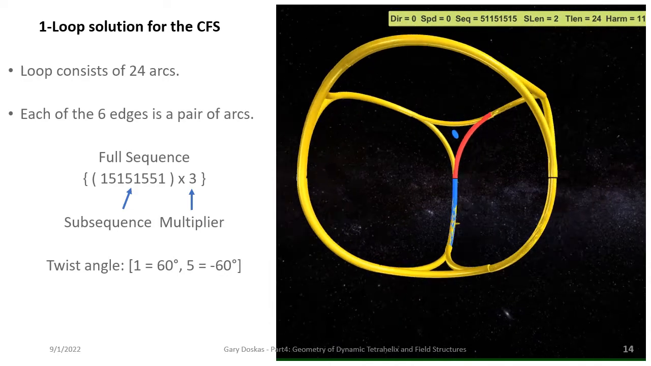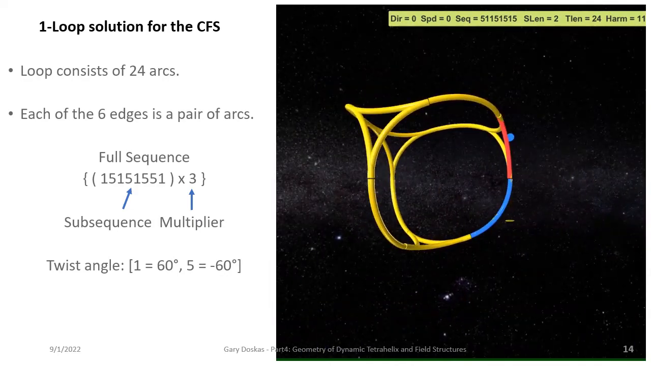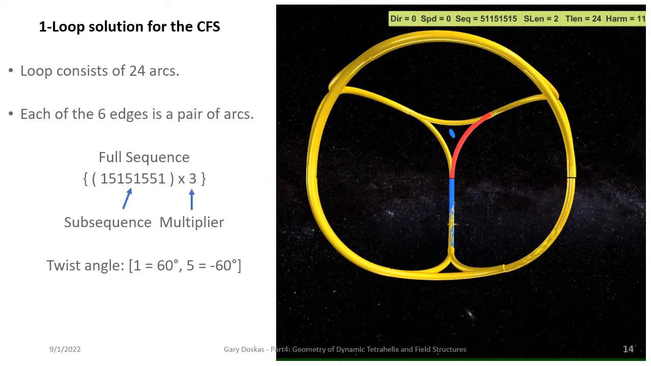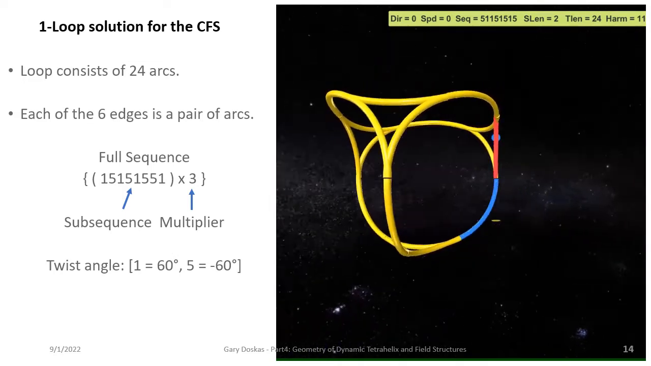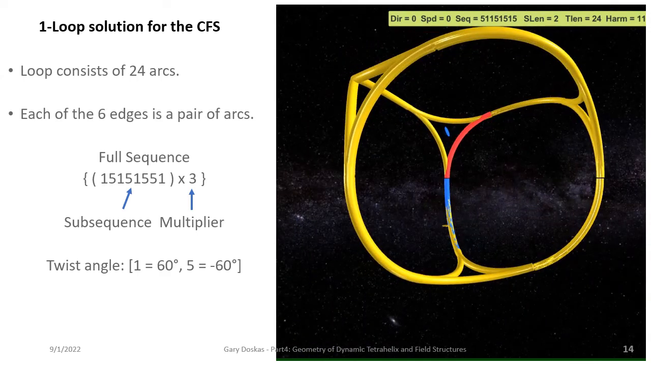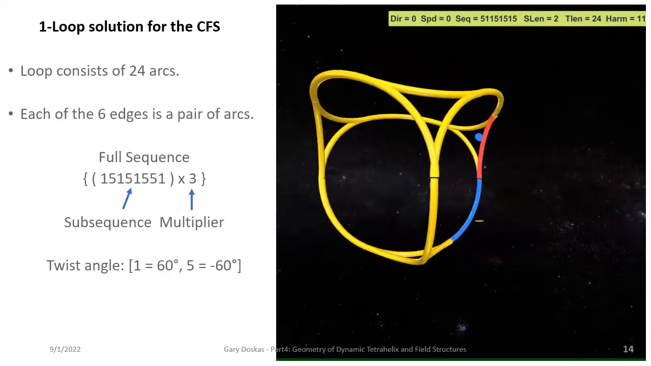1-loop solution for the CFS. Loop consists of 24 arcs. Each of the 6 edges is a pair of arcs. The full sequence is 15151551, repeated 3 times.